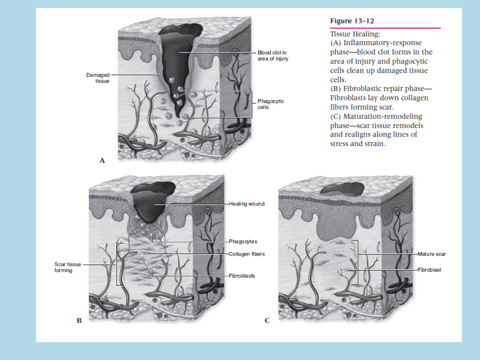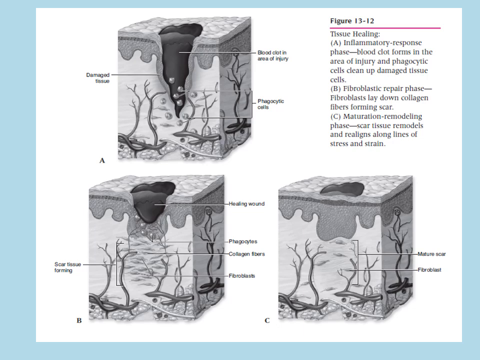So this is a graphic just showing you some of what we had talked about. Under the letter A on that top portion of tissue, that's our inflammatory response phase, where we're getting bleeding, and then a blood clot forms, and you get the phagocytic cells to come clean up the damaged cells. Next, we'd have the fibroblastic repair phase. That's the bottom left-hand picture. The fibroblasts will lay down those collagen fibers, forming a scar. So you can kind of see underneath the open wound how you have just a clump of fibers hanging out down there. They're not real organized.